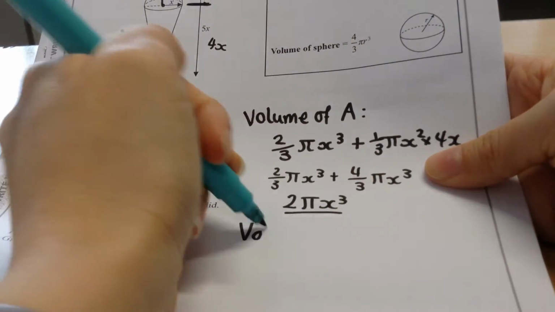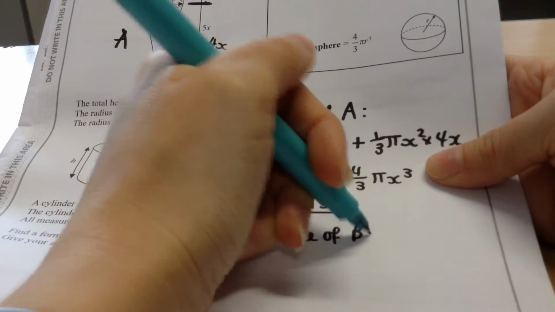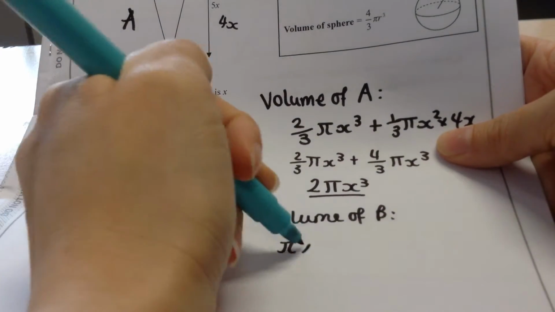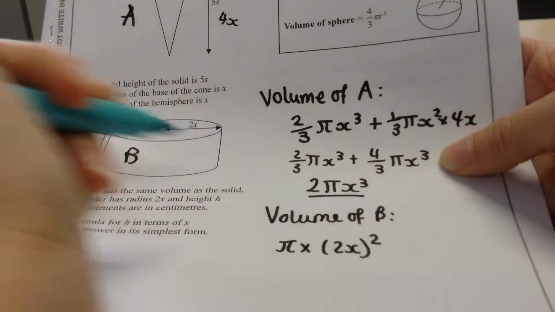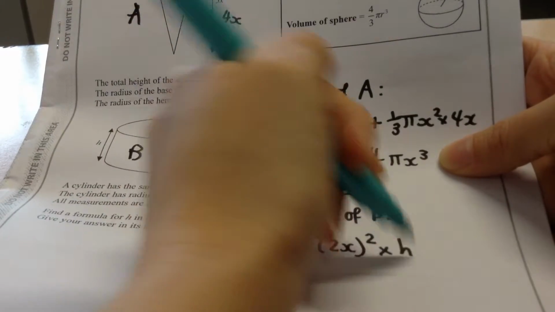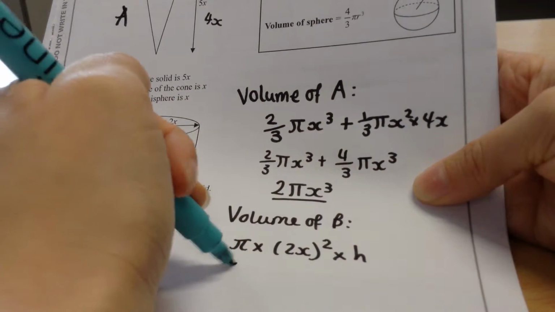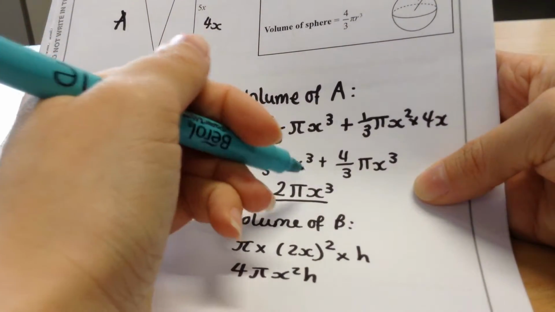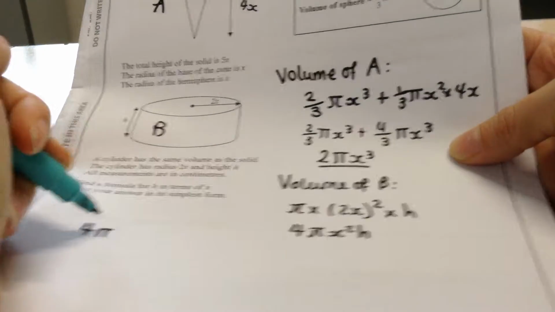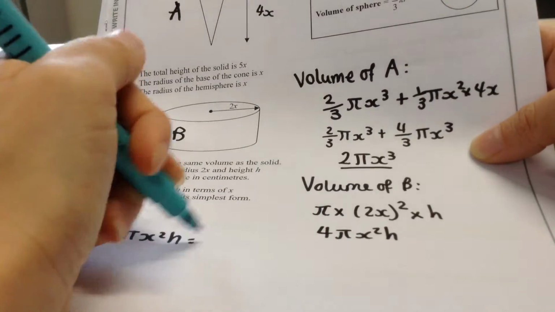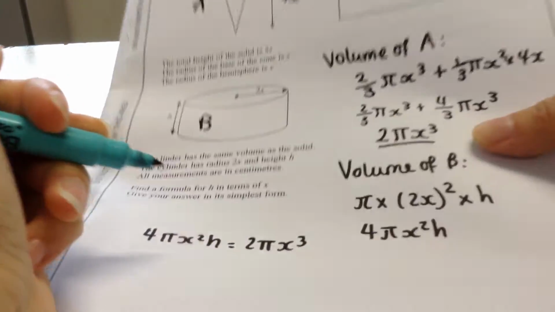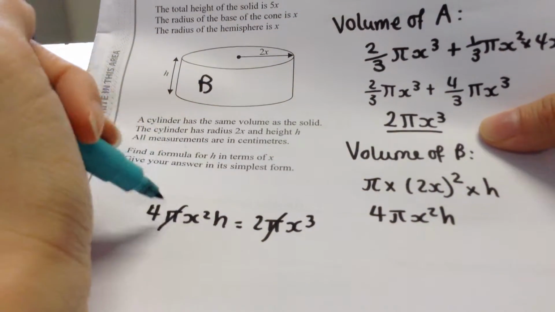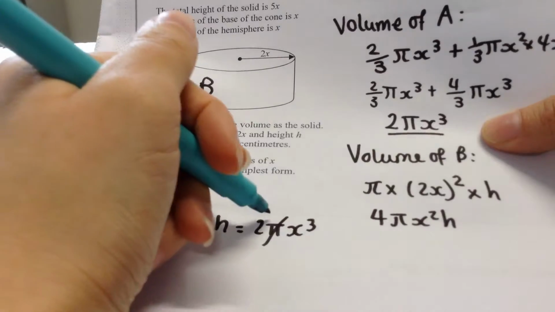Okay, volume of B. Right, it's a cylinder, so pi r squared times height. So that's 4 pi x squared h. And I know that that has to equal to the other one. So 4 pi x squared h equals 2 pi x cubed. Let's cancel the pi from both sides. Divide both sides by pi, I should say. Let's divide both sides by 2.